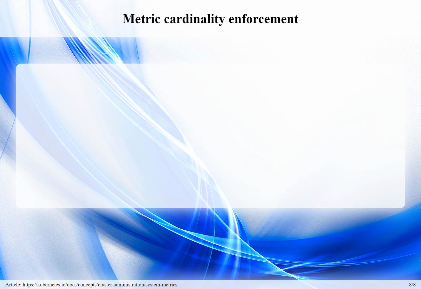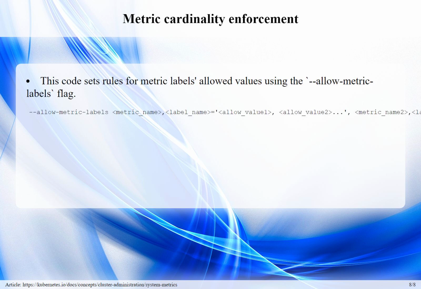Metric cardinality enforcement. This code snippet is setting rules for metric labels that are allowed to have specific values. The allow-metric-labels flag is used to define which metric labels and their corresponding values are permitted. This enforces restrictions on the cardinality of metrics by specifying acceptable label values for each metric.